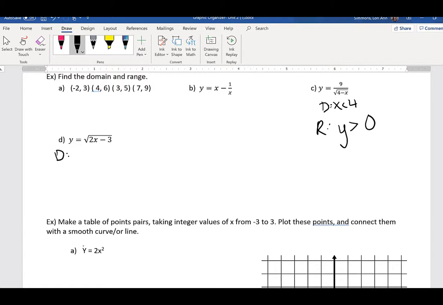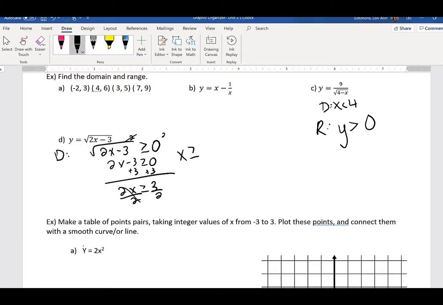So the domain, very similar to C, except for now this 2x minus 3 square root of it has to be greater than, and it can be equal to 0, because you can take the square root of 0 and it's not in the denominator. So square root both sides. 0 squared is 0. Add the 3 over. We have 2x greater than or equal to 3. Divide by 2. So x is greater than or equal to 3/2 for our domain.